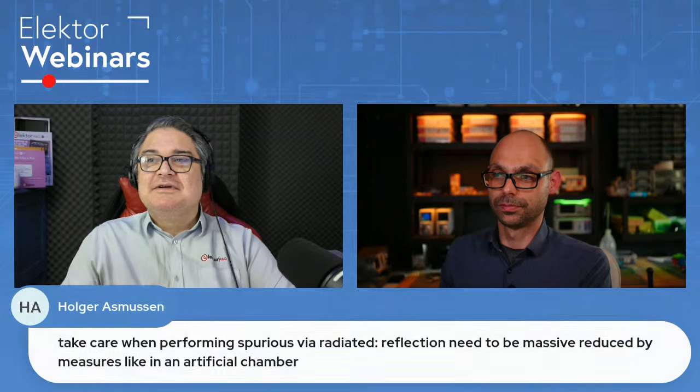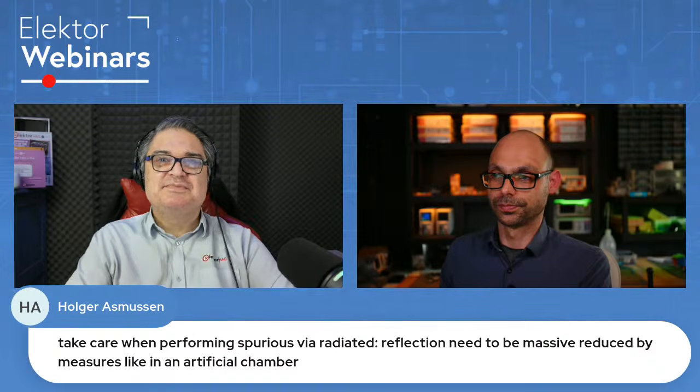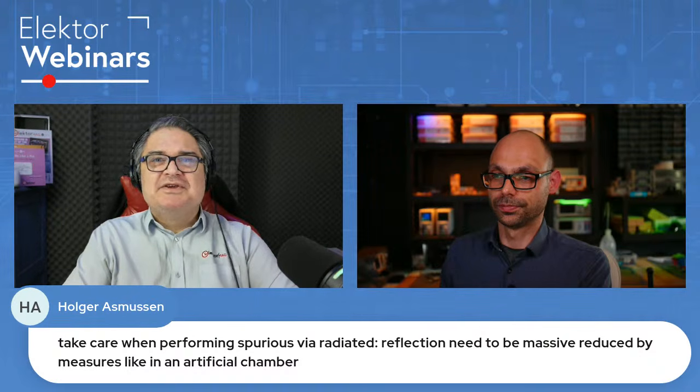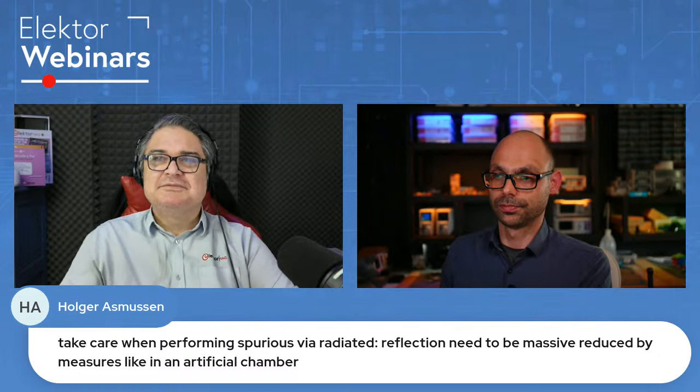Great. And a comment from Ashka M2780. Nice meeting you on the very topic on the webinar. And Holger has a tip here. Take care when performing spurious via radiation reflection. Needs to be massively reduced by measures such as in an artificial chamber.